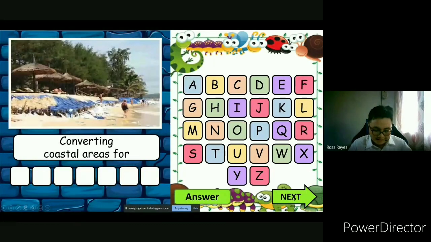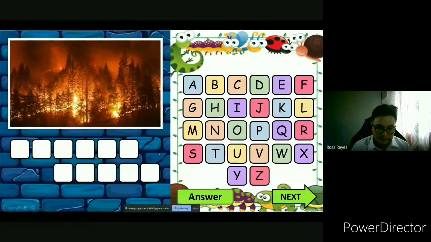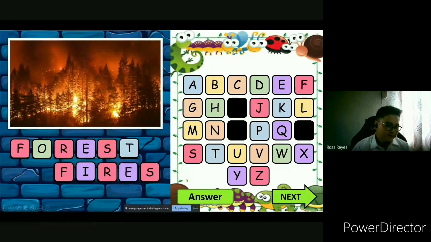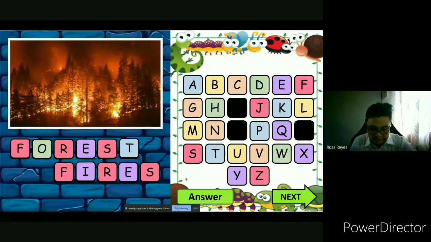Next, moving on to the next puzzle. It's converting coastal areas for what? Resorts. Yes. This one is also self-explanatory. People are converting coastal areas for resorts. Moving on with the next puzzle. What can you see in this image? Let's have the clues. Forest fires. Very good. Forest fires are also known as wildfires, just like what's happening in California right now. It is the uncontrolled burning of trees.